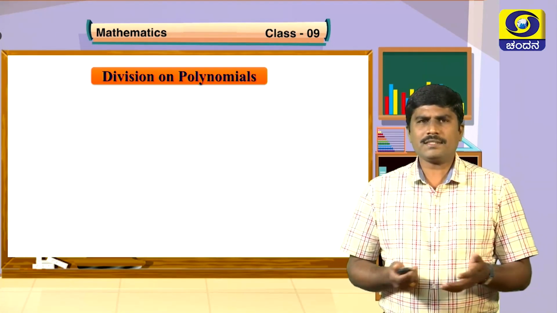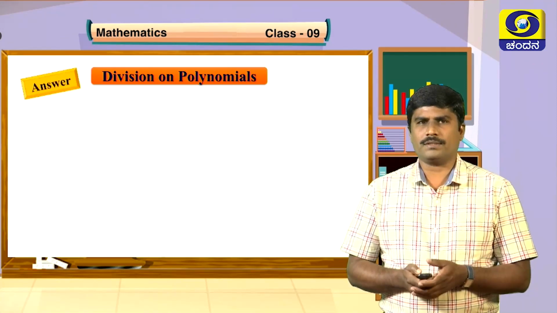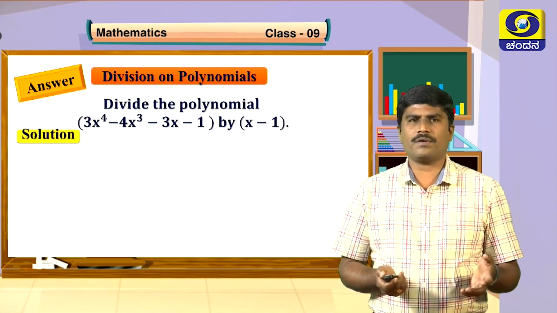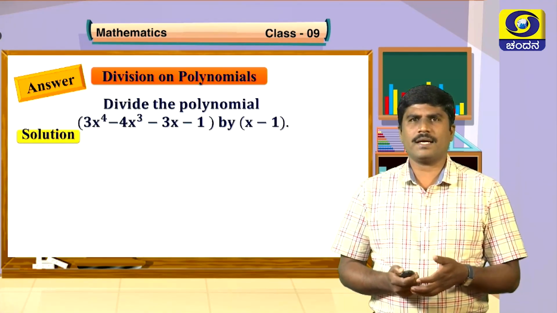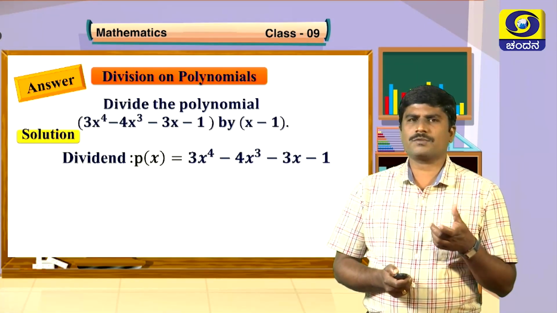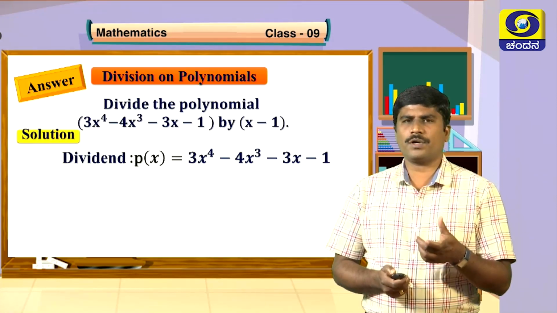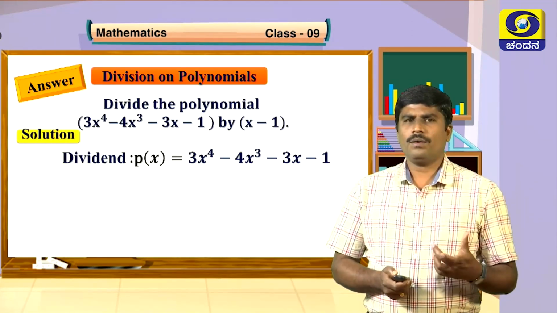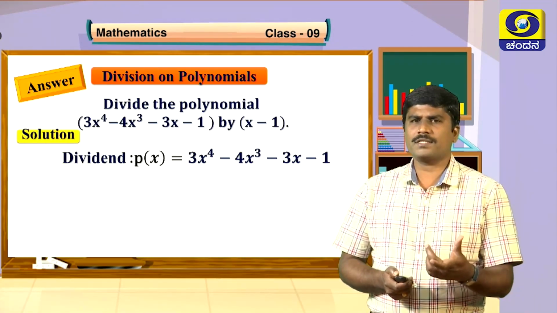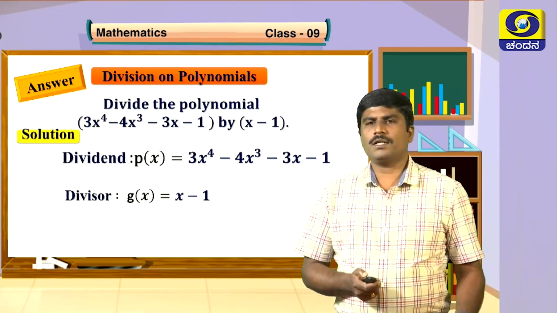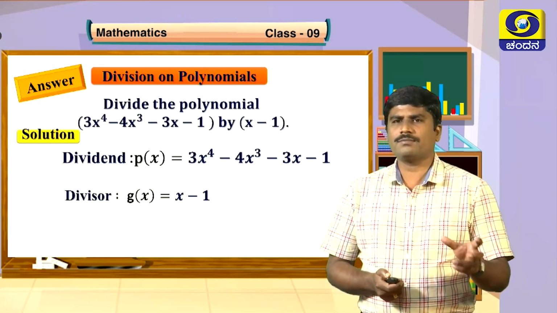Dear children, in last class we came across division of polynomials. So let us have this question. Divide the polynomial 3x to the power of 4 minus 4x cube minus 3x minus 1 by x minus 1. Here the dividend is p of x equal to 3x to the power of 4 minus 4x cube minus 3x minus 1. The divisor is x minus 1, that is called g of x. Let us know how you are going to divide.